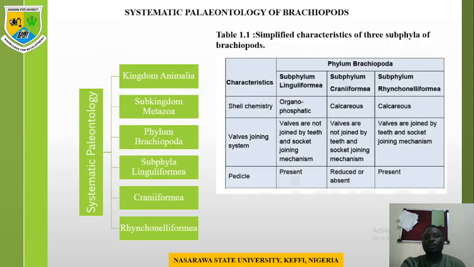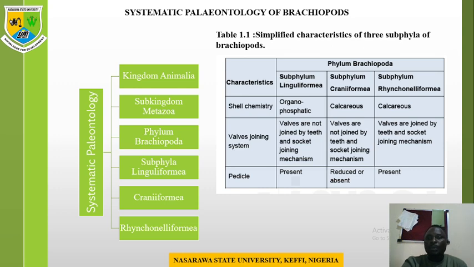Systematic paleontology of brachiopods. Of course, the brachiopods are classified under kingdom Animalia, subkingdom Metazoa, phylum Brachiopoda, subphyla. We have the Linguliformea, the Craniiformea, and the Rhynchonelliformea. This table shows the simplified characteristics of the three subphyla of brachiopods. Of course, they are characterized on the basis of the shell chemistry, the valve joining system, and the pedicle.